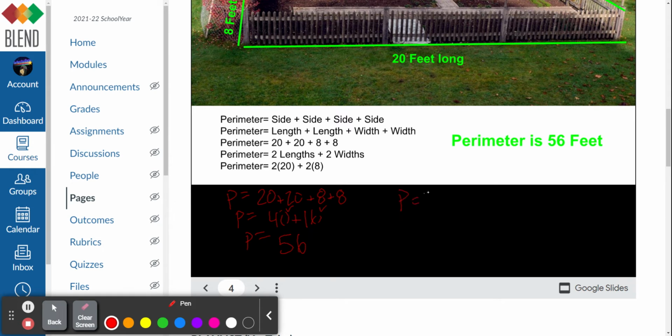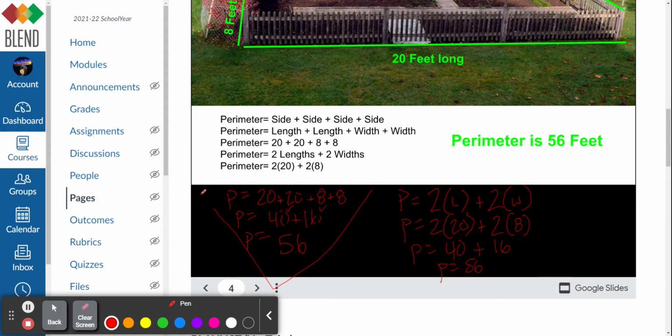Or if we did 2 lengths plus 2 widths, what I'm going to do is replace the L with 20, and I'm going to replace the W with 8. So now I have perimeter equals 2 times 20, which is 40, plus 2 times 8, which is 16. And once again, that gives me 56. So as you can see, we're solving in our simplified form, our Tinky Winky triangles.